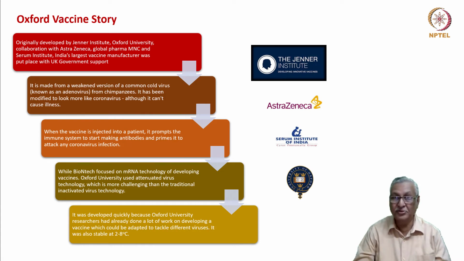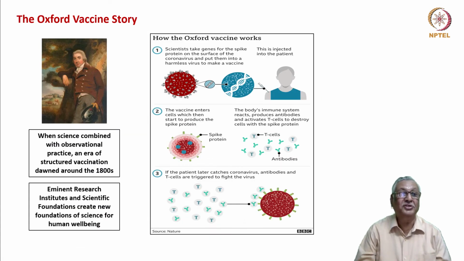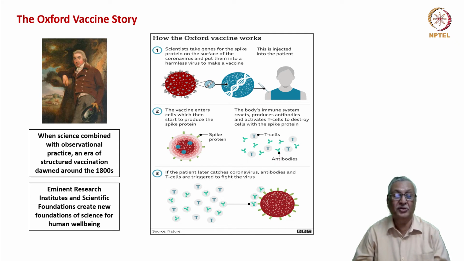because vaccines for emerging markets were one of the primary targets of Oxford University. The Oxford vaccine story in fact dates back to the 1800s, when science combined with observational practice commenced an era of structured vaccination in the 1800s. Eminent research institutes and foundations created new scientific foundations for human well-being, and this is going to be a perpetual truth. If we have eminent research foundations, and when those scientific foundations create new foundations of science for human well-being, the human race will be protected and nurtured.